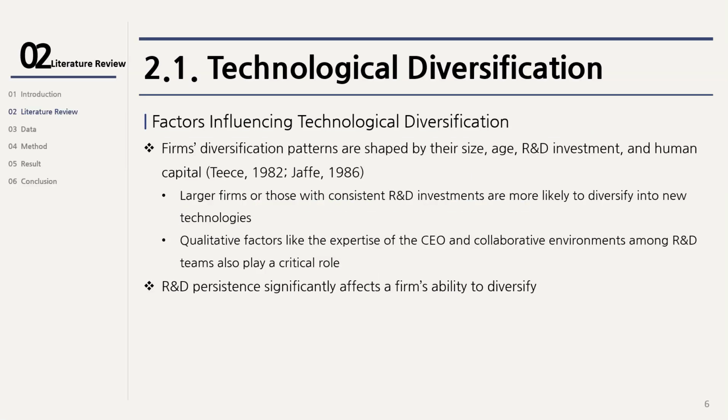Next section is the literature review. First, let's talk about technological diversification. Firms' ability to diversify depends on several factors: their size, age, and R&D investment, and qualitative factors like CEO expertise and collaboration within R&D teams. Large firms or those with consistent R&D investments are generally better positioned to diversify into new technologies. Furthermore, R&D presence is a key determinant of success.